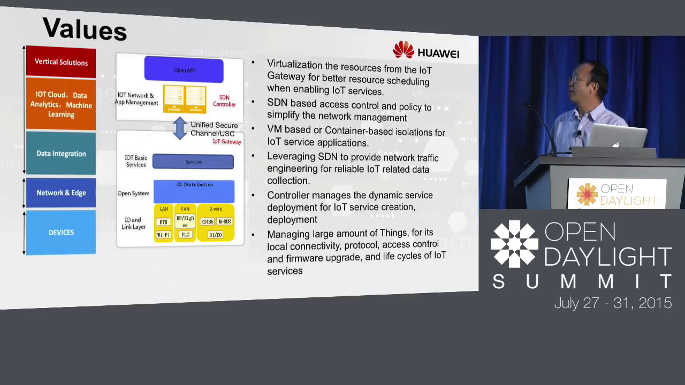And another thing, going back to the app layers, controller-wise, you can manage dynamic service deployment for IoT service creation and deploy into those IoT gateways. Especially when a large number of IoT gateways or devices are deployed, the SDN controller will provide local connectivity management, protocol, access control, firmware update, as well as life cycles for the whole IoT services. Because in the typical case for IoT, the service may not necessarily just stay up there. Certain services will be deployed back into the gateway for local access, performance and controls as well.